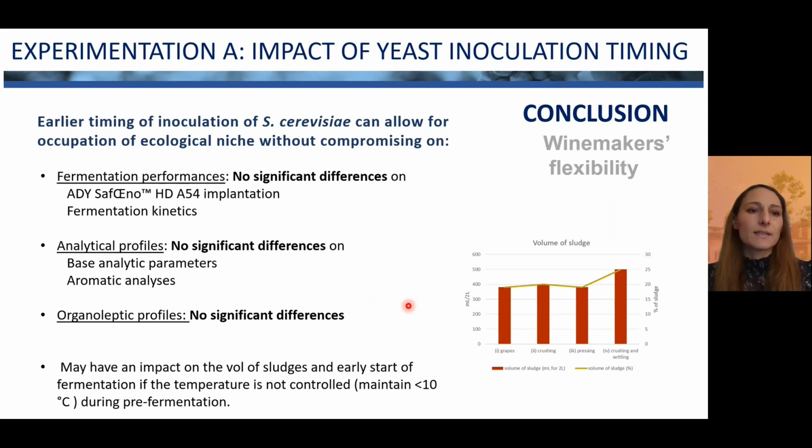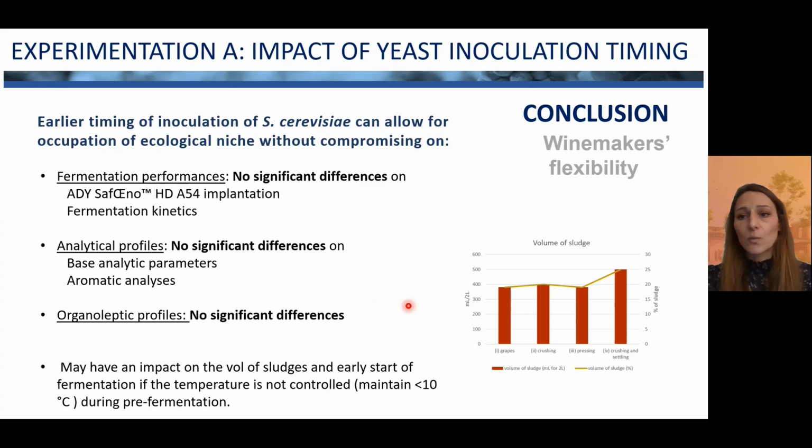The main conclusion is that an earlier timing of inoculation of Saccharomyces cerevisiae, and more specifically in this case, HDA54, can allow for a good occupation of the ecological niche without compromising on fermentation performance, analytical profile, and organic profile. So really here, we could see no significant difference on the implantation rate. They were very good in all cases. The fermentation kinetics, the base analytic parameters of the wines, and the aromatic analysis. And when it comes to organic profile, no significant difference.